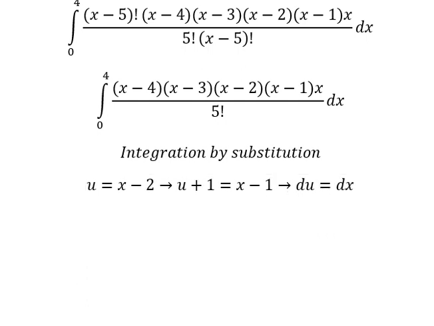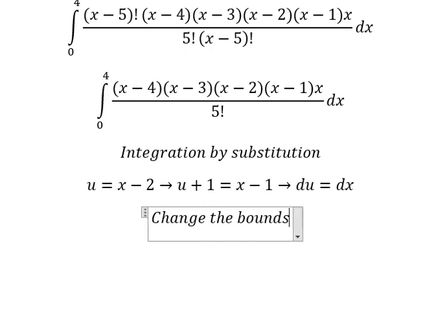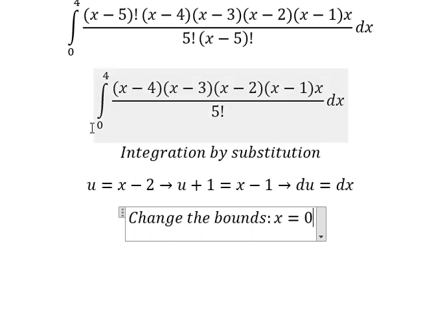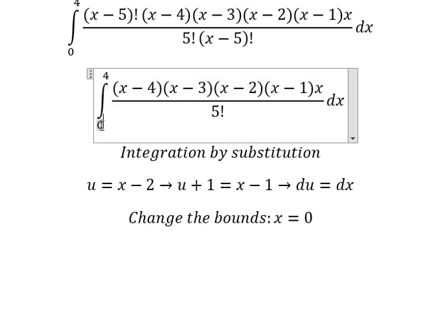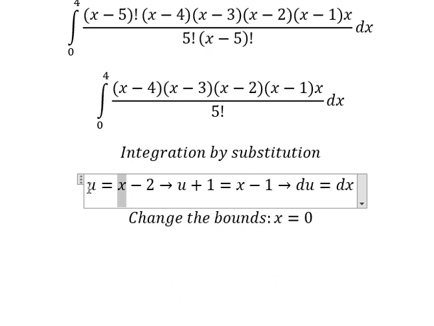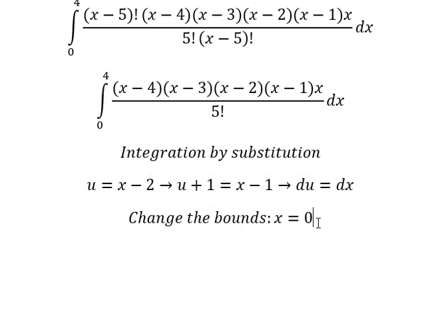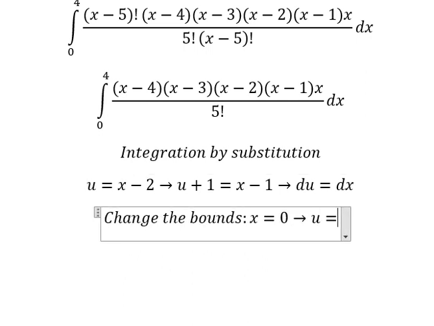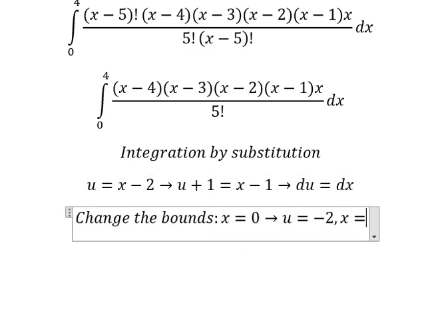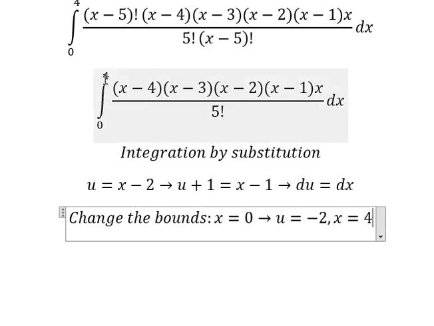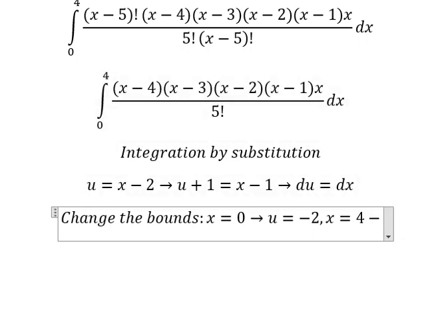Now we need to change the bounds. When s equals 0, we have 0 from here. And now we put 0 here to find the value of u. So u equals negative 2. When s equals 4, we put 4 here. So u equals 2.